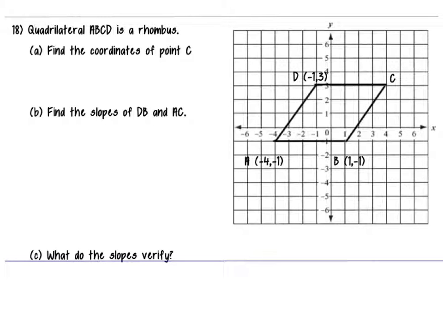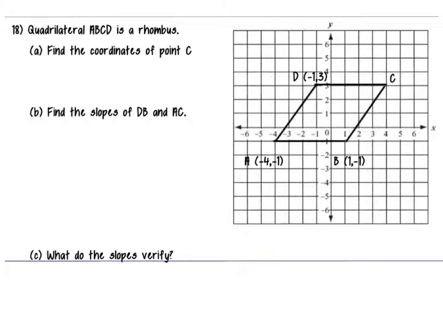All right, we're almost there, just a few more problems. Okay, so quadrilateral ABCD is a rhombus. We've been asked to do three things. The first thing we've been asked to do is to find the coordinates of point C, to find the slopes of DB and AC, and then to talk about what the slopes tell us.